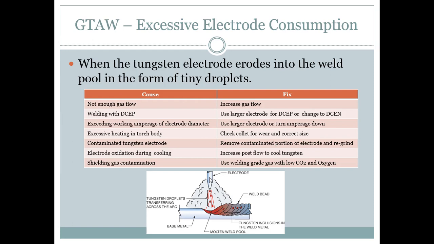So let's see, the other ones here: contamination, electrode oxidation during cooling, shielding gas contamination. These are kind of contamination issues. So one of these fixes for contaminated tungsten electrode is just to remove the contaminated portion of the electrode and regrind. Even if you don't contaminate your electrode, you're probably going to have to regrind every once in a while just because your tungsten's eroding. But that's something you should be doing. And using the proper shielding gas and the proper amount of shielding gas is another way to combat problems with electrode consumption. And then again, not stealing all the tungsten is probably another good thing you can do. But definitely that's not one on the test.